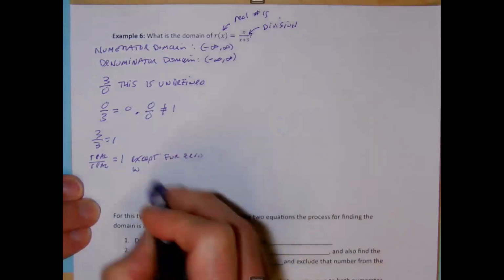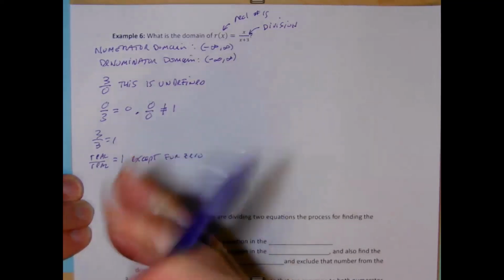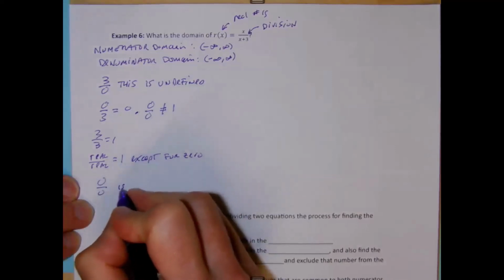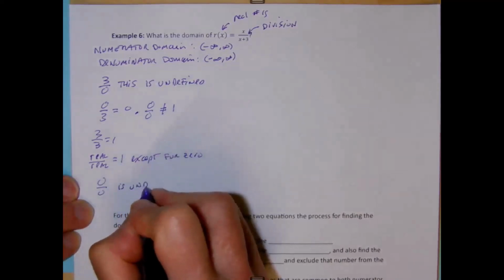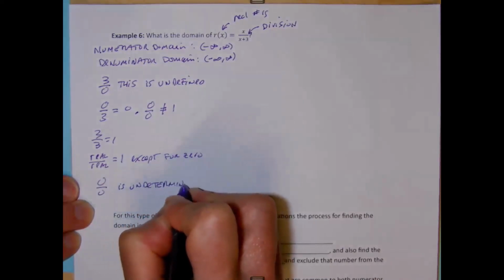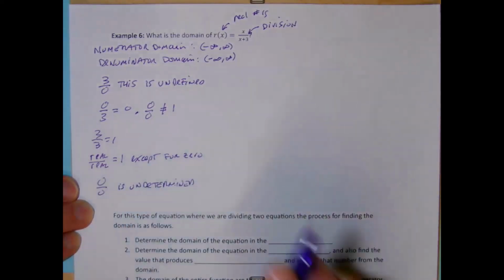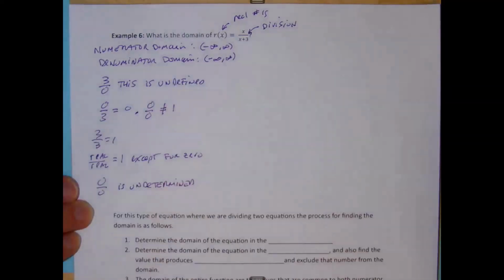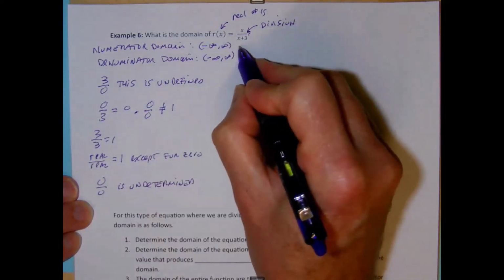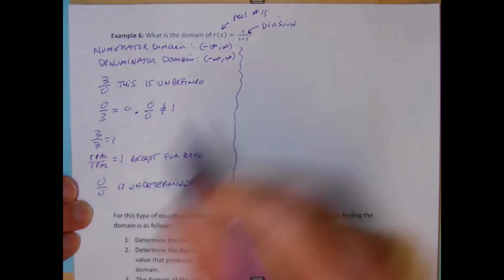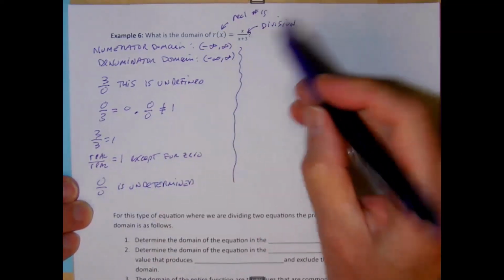As a matter of fact, this is a different type of violation. 0 over 0 is undetermined. What does that mean? Don't worry about it. It's like a worst case of undefined. This is when we say, hey, we have no idea what this is. This is a different kind of violation altogether. So no good.